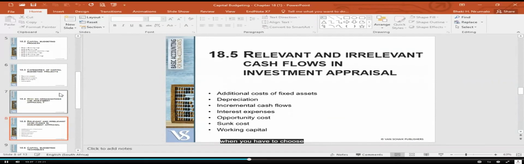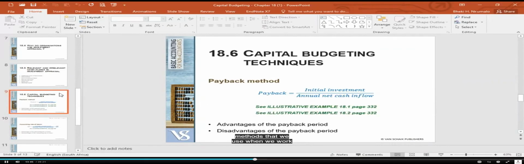So maybe let me also conclude by moving to 18.6, which is your methods, the methods that we use when we work out the capital budget. So there are methods that you consider. The following appraisal methods are used to decide whether or not projects should be accepted for inclusion in the capital budget or whether we have to reject. So it will depend on the results that you are getting. The first method is the payback method, which is your initial investment divided by annual net cash inflow.